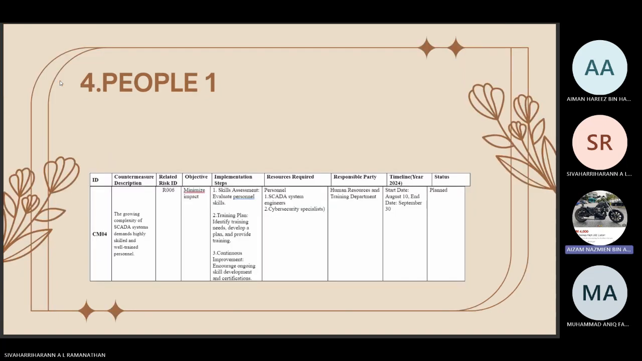Next, we have people. CM04 addresses the need to minimize the impact of risk associated with the growing complexity of SCADA system, specifically focusing on R006. The countermeasure involves evaluating the skills of SCADA system engineers and cybersecurity specialists through a skills assessment process. Subsequently, a training plan will be developed to address identified skill gaps with an emphasis on ongoing skill development and certificates to ensure continuous improvement.